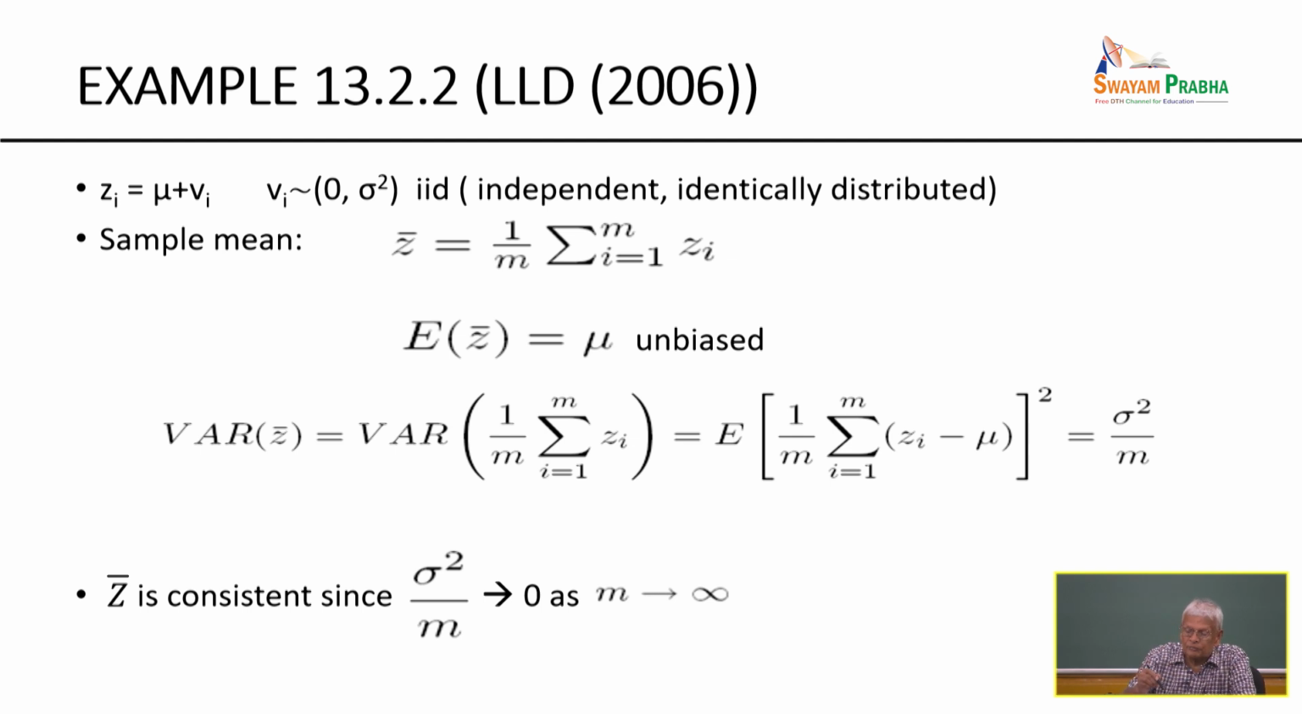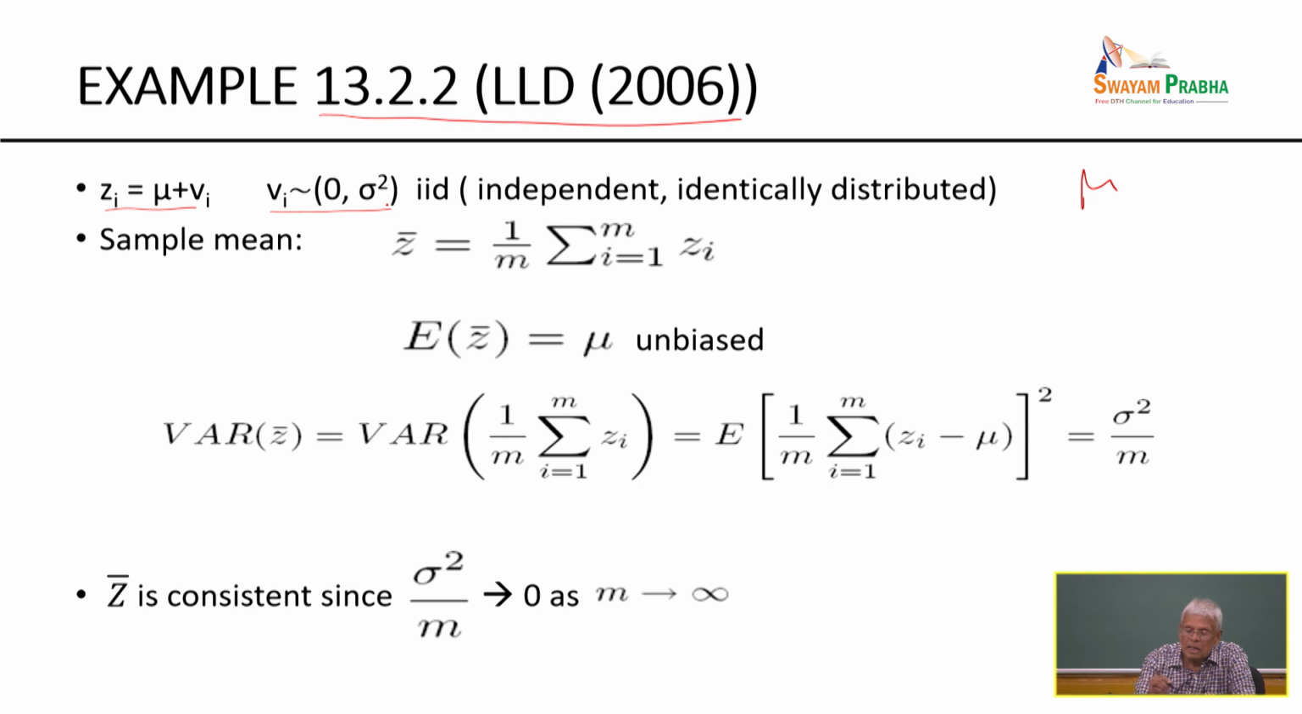So these are examples taken from my book, Lewis, Lakshmivarahan and Dhall, Dynamic Data Assimilation, 2006. Now I'm going to illustrate by another example. Let mu be unknown. I'm going to observe noisy values of the unknown: zi is equal to mu plus vi.